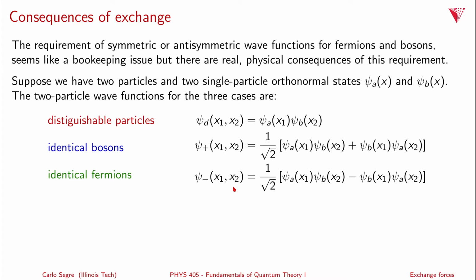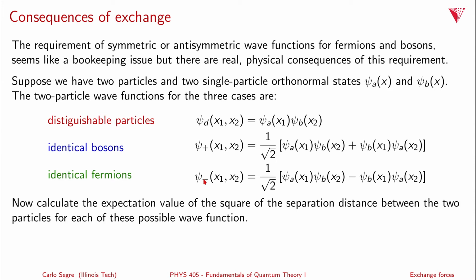For identical fermions, you have to get an antisymmetric wave function, and so you have psi minus of x1, x2 is equal to 1 over the square root of 2 times psi A of x1 psi B of x2 minus psi B of x1 psi A of x2. So when you exchange x1 and x2 here, you get the negative of the original function, just like we showed before.